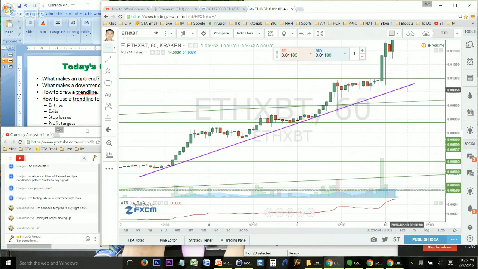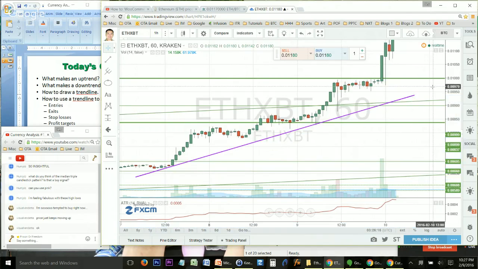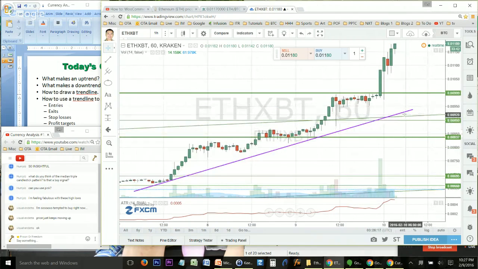No? Okay. Now, if you choose to do the majority rules, the majority touch technique that I just used, then make sure that you guys use it the same every time. If you use it from the low to the low, like this, there's nothing wrong with that either. Just make sure you do it the exact same way every time and don't change it up just because somebody else tells you something different. Okay? All right, so that's how you draw an uptrend.